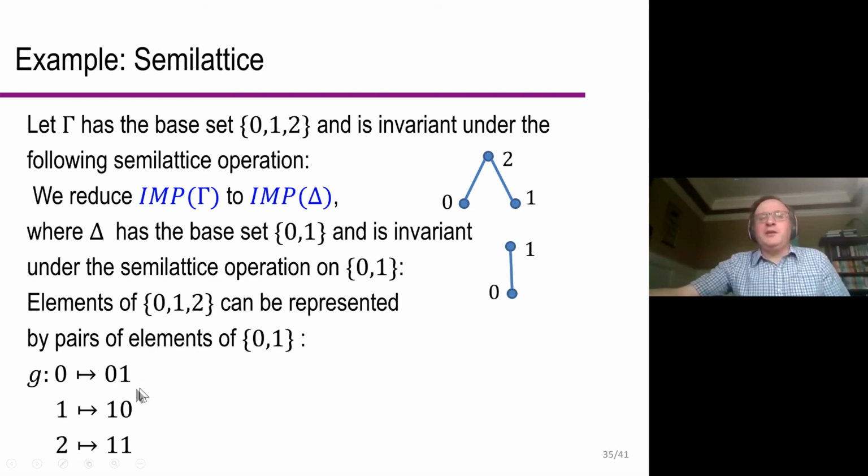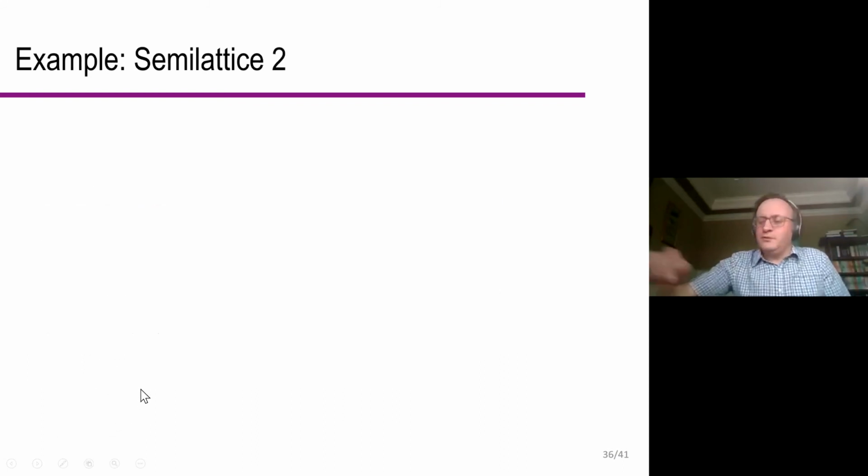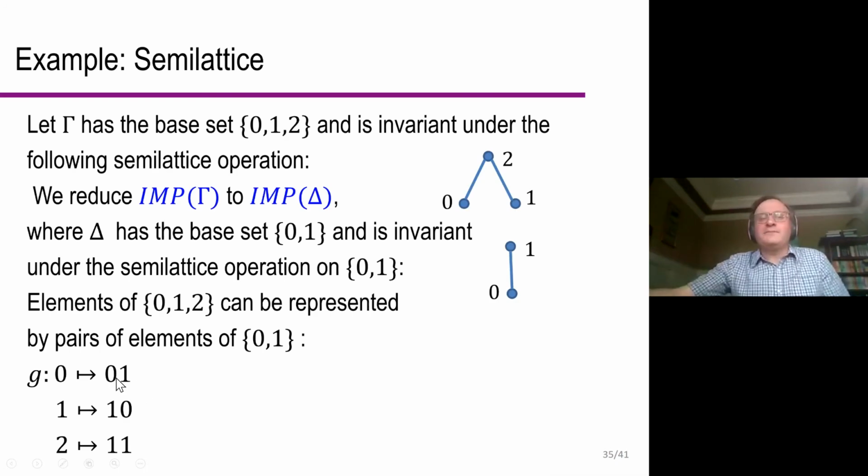Now, let me multiply the codes for those elements. I multiply 0, 1 by 1, 0. Oops, sorry. Component-wise. So I multiply 0 times 1, it's 1. 1 times 0, it's 1. So multiplication of elements 0, 1, 2 is the same as multiplication of their codes. That's the important property.